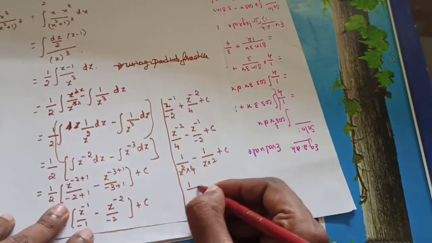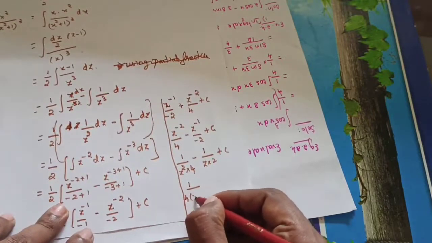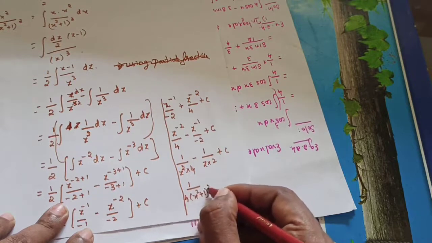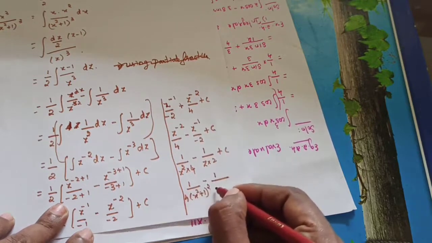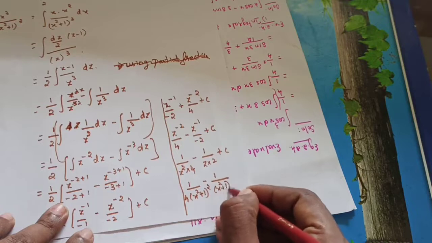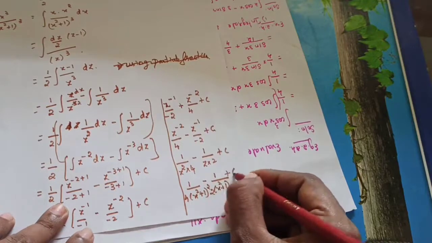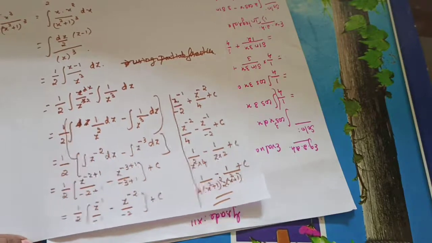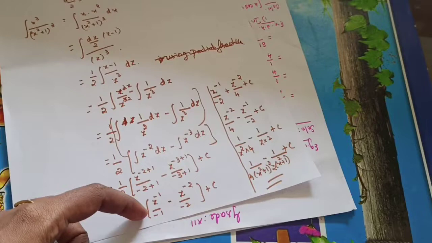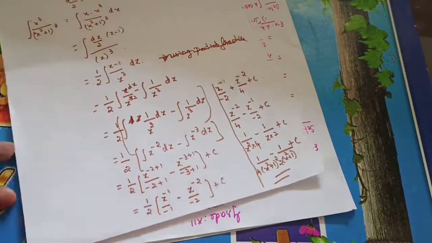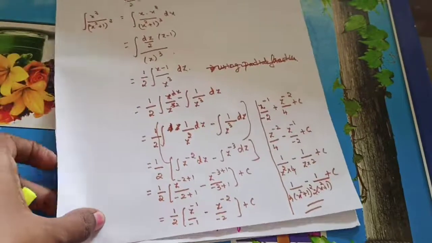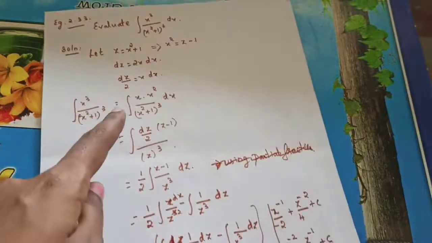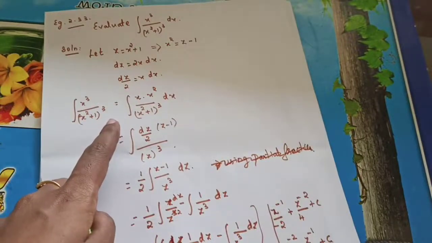You can substitute here, x square plus 1. So 4 into x square plus 1 the whole square minus 1 by x square plus 1 into 2 plus c. So this is the required answer. Got it? So it will be very easy for you. Here I brought all the terms to the numerator. That's the difference. So z is equal to x square plus 1 you need to consider.